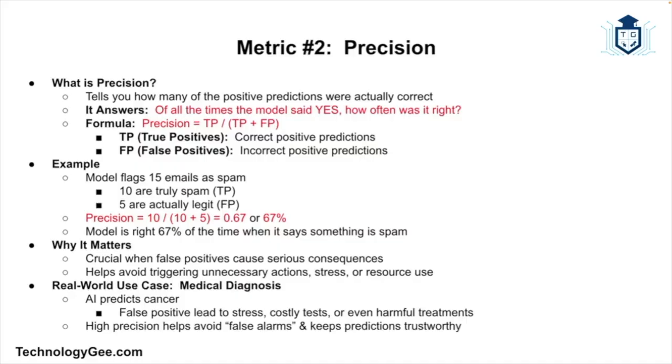Well, precision is super important when false positives are a big problem. So to put this into another example, let's think about medical diagnosis. Let's say an AI predicts whether someone has cancer. A false positive, this can cause anxiety, extra tests, and unnecessary treatment. Precision, this helps you minimize those false alarms. So if your goal is to avoid crying wolf, then focus on precision.